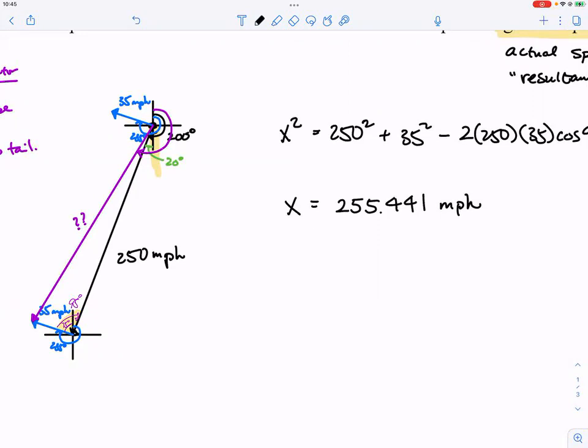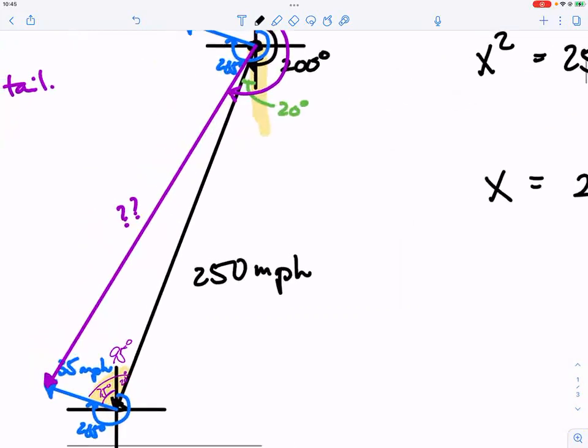Now we got the speed. What about the direction? The key thing right here is, do you know that you are now capable of finding all the details of the triangle? With all three sides and this angle, you can find out everything. You can solve the triangle. You can find out the remaining angles if you need to.